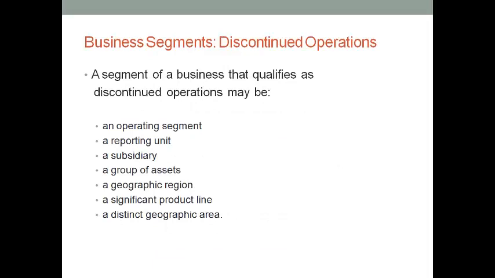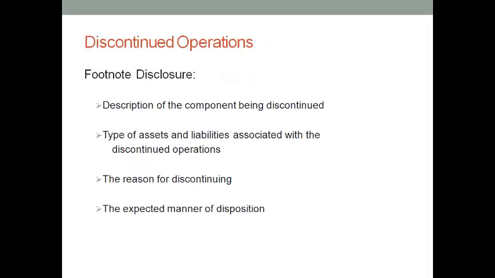Take a moment and review the types of things that generally qualify as discontinued operations. These include an operating segment, a reporting unit, a subsidiary, a group of assets, a geographic region, or a significant product line. A footnote disclosure must be made to provide information on the discontinued operations that includes a description of the segment being discontinued, the types of assets and liabilities associated with the discontinued operations, and the reason for discontinuing and the expected manner of disposition.